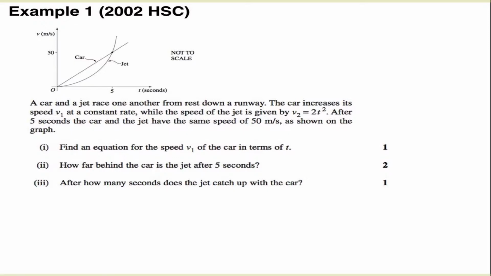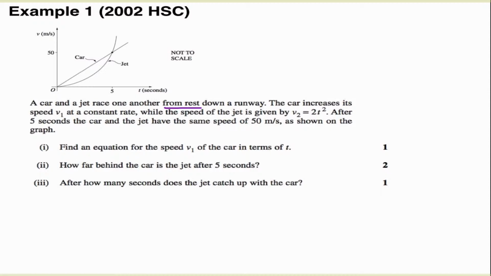After 5 seconds, the car and the jet have the same speed of 50 meters per second as shown from the graph. A couple of key things we need to highlight from the actual statement here. The first one is they start from rest. So that will give us our initial conditions.